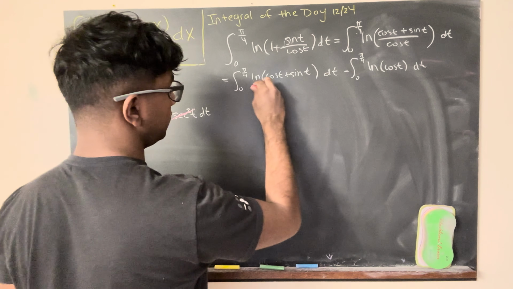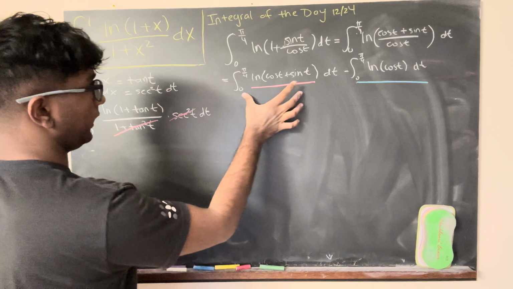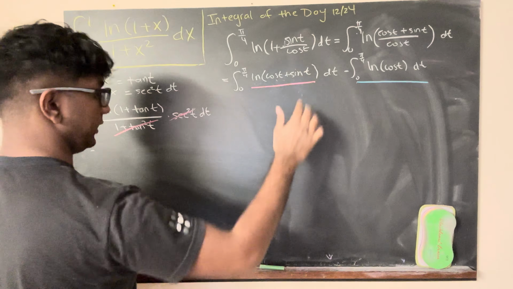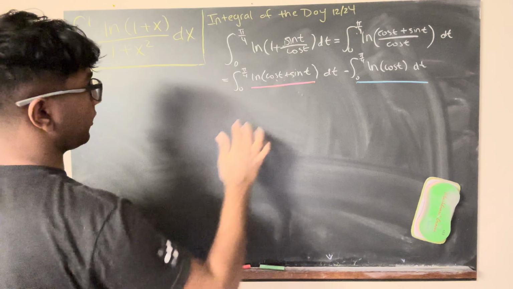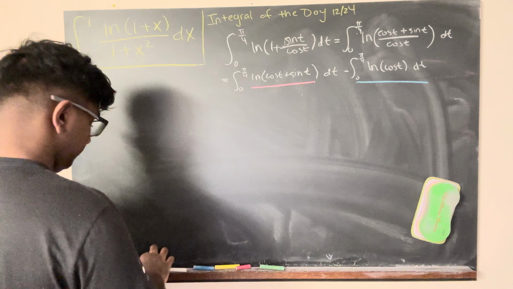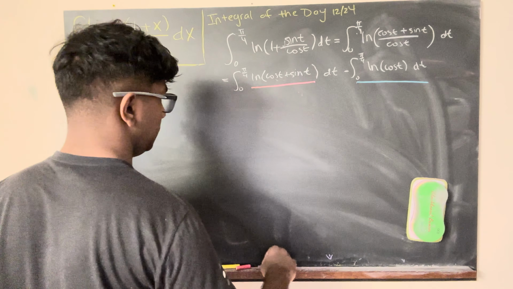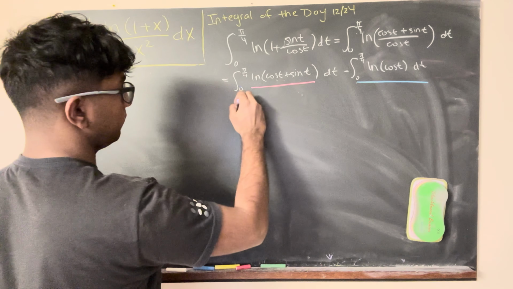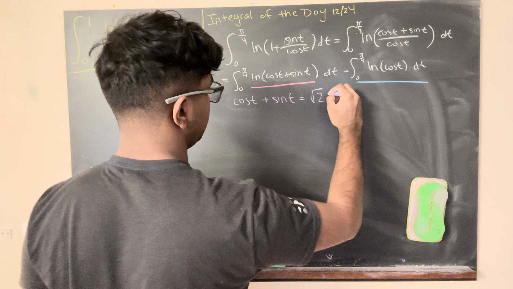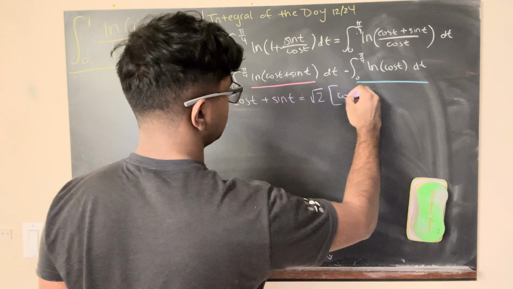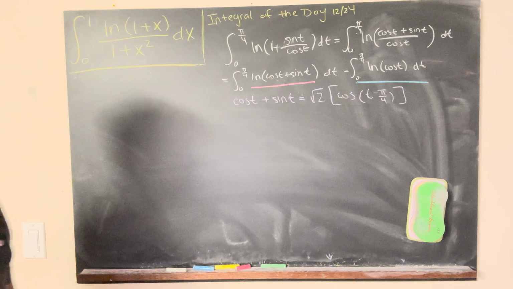So we have two separate integrals. Let's first work on this integral, ln of cosine t plus sine t. There's a pretty bulky term, cosine t plus sine t. Luckily, there's an identity that states that cosine t plus sine t is equal to root 2 times cosine of the quantity t minus pi over 4.